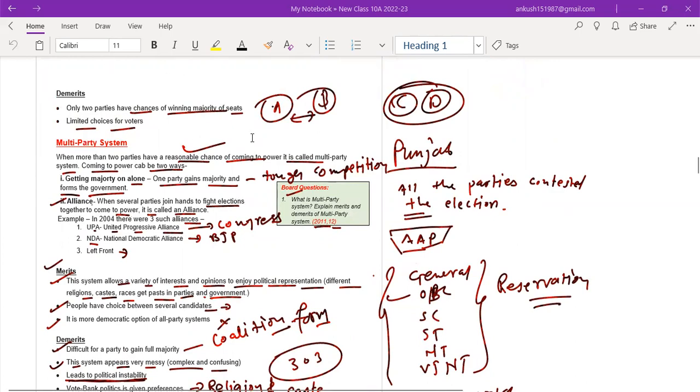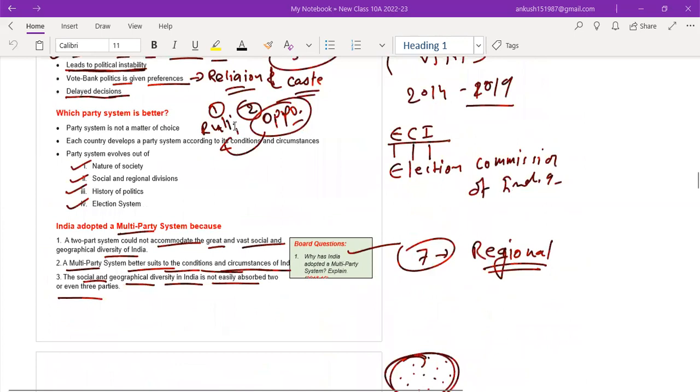That was also discussed. After that, which party system is better? So party system is not a matter of choice. Actually, every party system is a good system, but the people who are running that party, that matters. Okay, that matters a lot. And even the people see the nature of society, then social and regional divisions, history of politics, and even election system, it is depending upon. So India adopted multi party system.